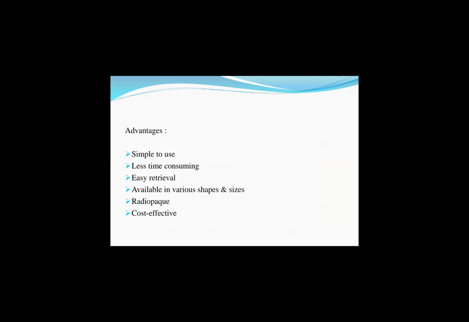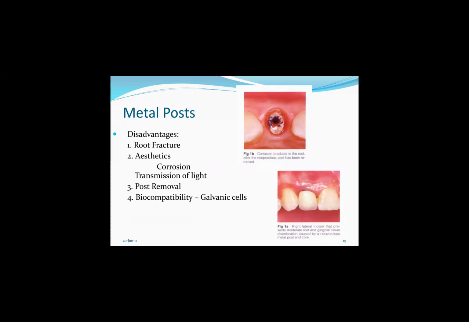is going to come with variable anatomy. So you need to have various sizes available with you so that you get your choice in front of you when you are actually doing the procedure. It's radiopaque, which will help you understand the depth at which the post is placed, whether right or wrong, and it's extremely economical. So these are the advantages that come with the metal prefabricated post, and they're pretty good advantages.